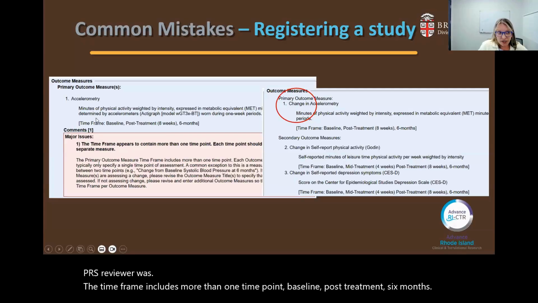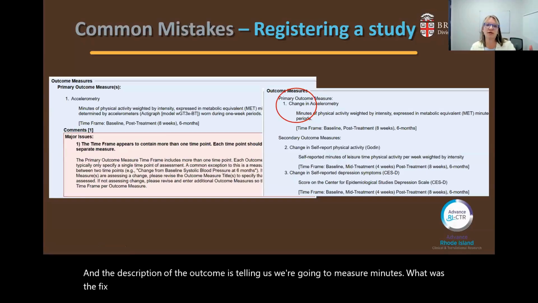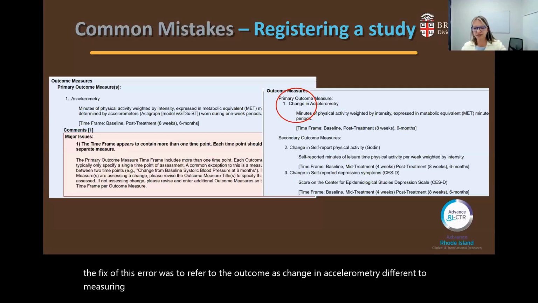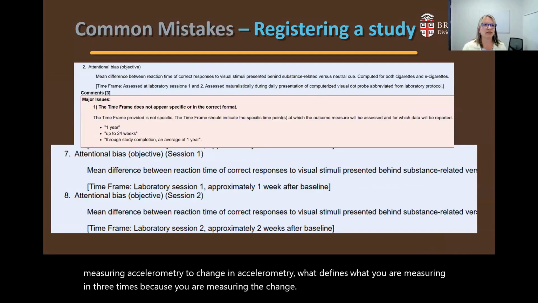And the description of the outcome is telling us we're going to measure minutes. The fix for this error was to refer to the outcome as change in accelerometry. It is different to measure accelerometry than to measure change in accelerometry, which defines what you are measuring at 3 times, because you are measuring the change. Okay, another example.